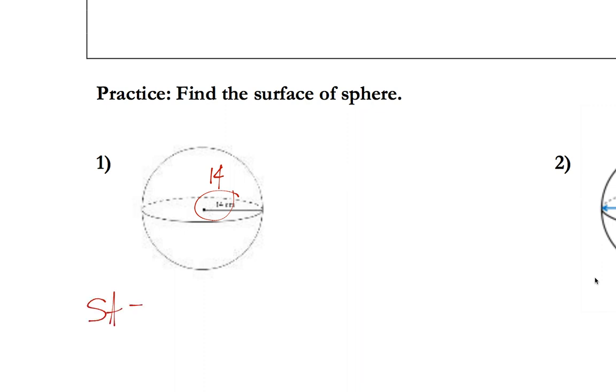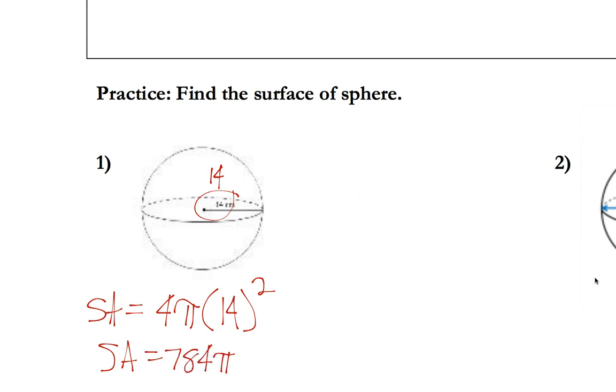Surface area equals 4 pi r squared. So that's 14 times 14, or 14 squared. That's 196 times 4. That's 784 times pi. So either you're using the pi symbol or 3.14. I like to use the pi symbol, which is 2,463.